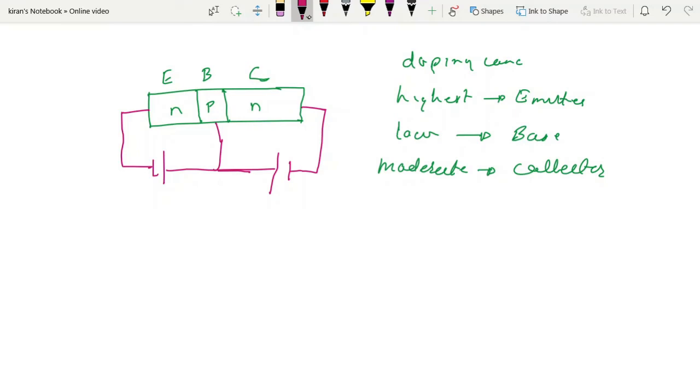Since both junctions are forward biased, electrons from the N-type emitter will move toward the P-type material, and again the electrons from the N-type collector will move toward the P-type material. So electrons from both the emitter as well as the collector will move toward the base, and there will be a large amount of current flowing through the base. So basically what we have over here is conductor-type behavior, as if it is behaving like a conductor, right? That's not very interesting. Now what will happen if I reverse bias it?